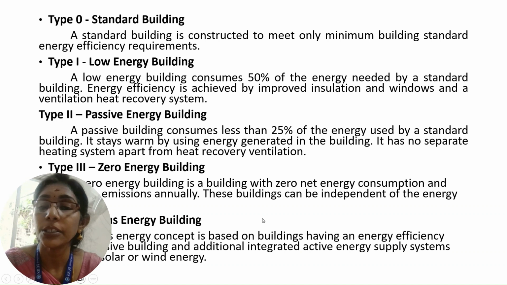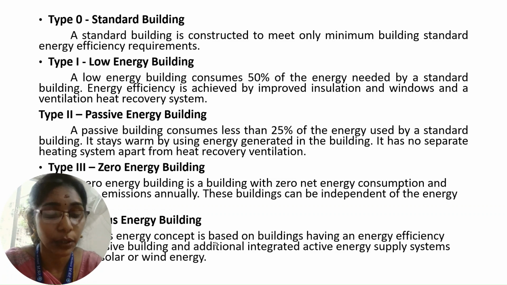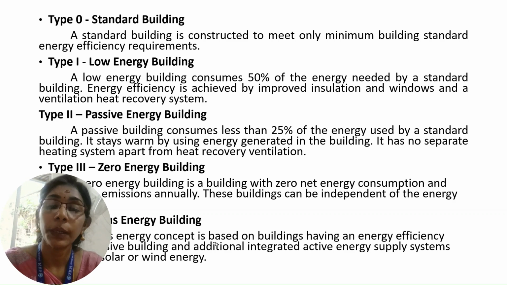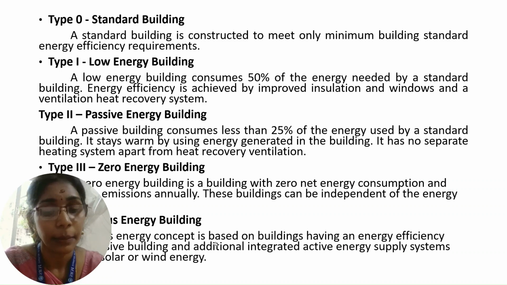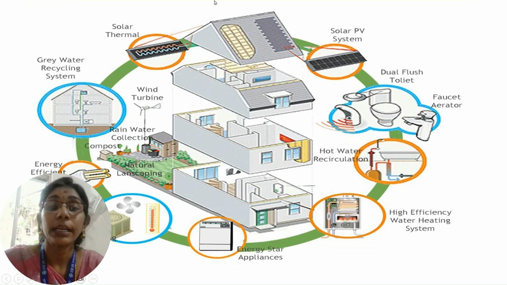The last is the plus energy building. So this is again similar to that of a passive building only, but the additional thing is they have energy sources, that is renewable energy sources, which are solar or wind energy. Right? So low energy, passive energy, zero energy, and plus energy. These are the four main categories. So the main difference between these four categories are the energy consumption will vary, and in addition to that, whether we have a renewable source or whether we have a heat recovery ventilation or it is simply a building insulation. So this matters. Here you can see a picture of a building which has got maximum number of energy.